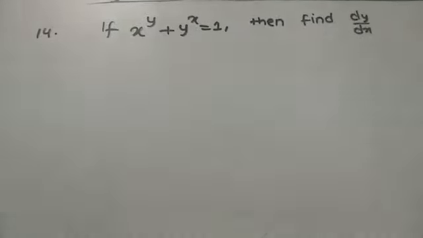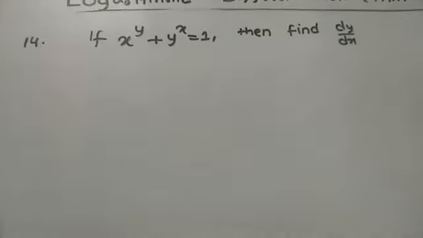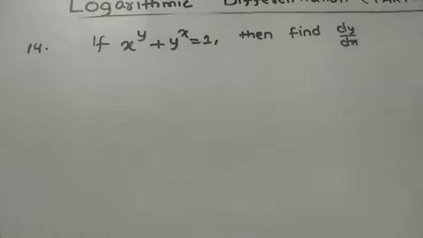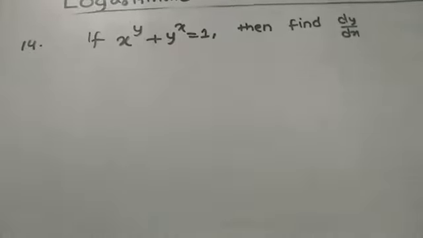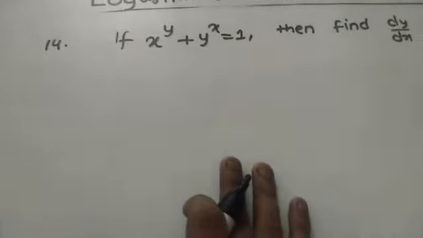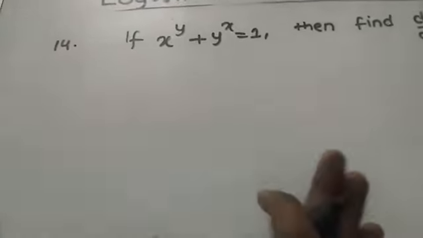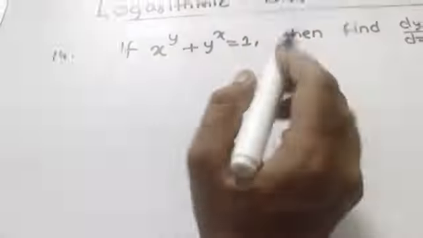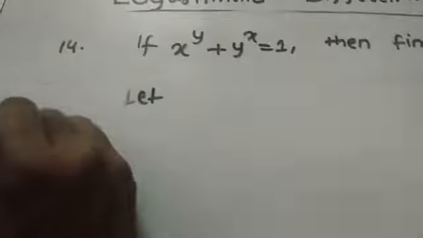Okay, so question number 14. Question number 14 is, if x to the power y plus y to the power x equals 1, then find dy by dx. This is also similar to question number 12 as well as question number 13. See how. So first of all, same logic as question number 11, we cannot take log directly here, because why? There is a plus sign.